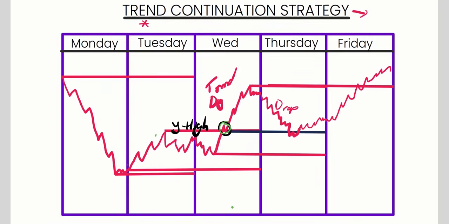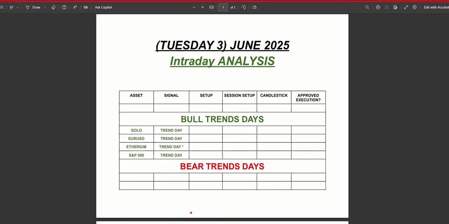And one last thing, it's very important to analyze each and every day and select the ones that have given us a trend day. If we don't have any that has given us a trend day, it's okay. The following day we will do nothing. Let's look at how we do our analysis.